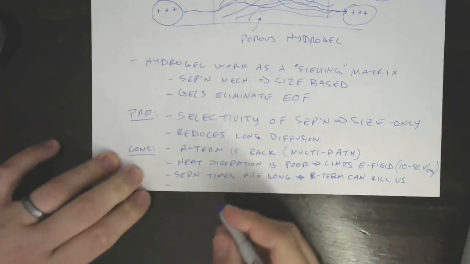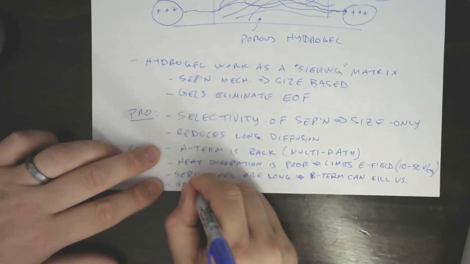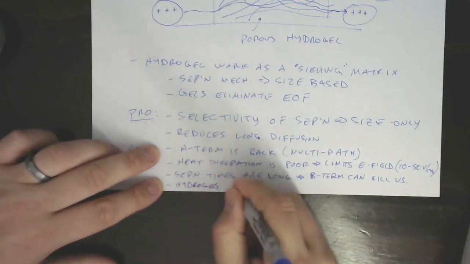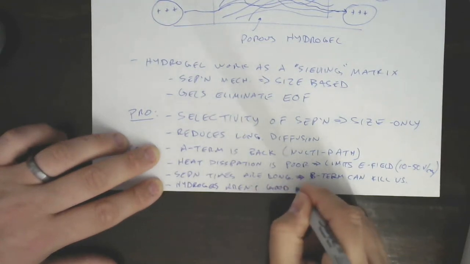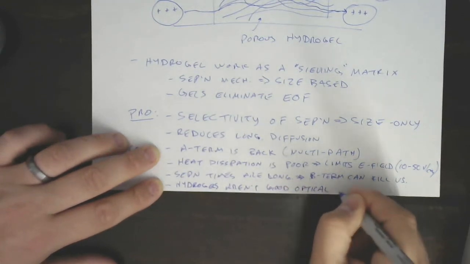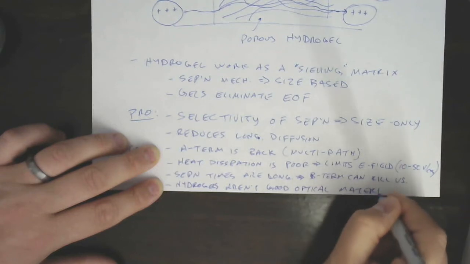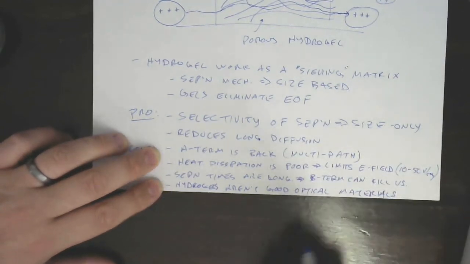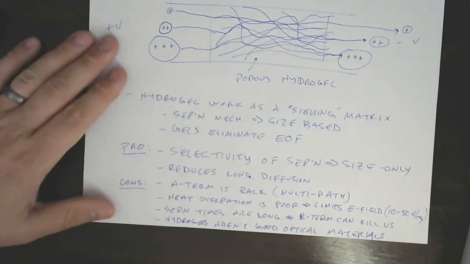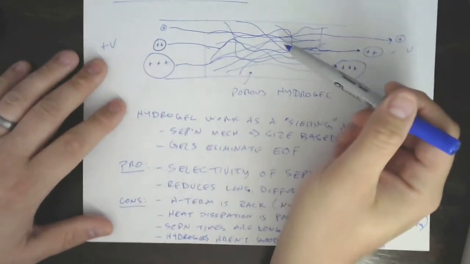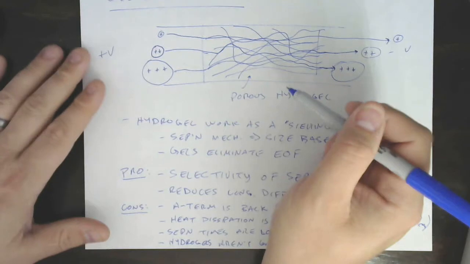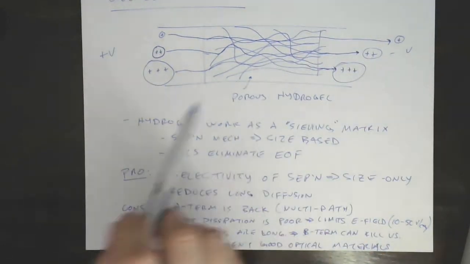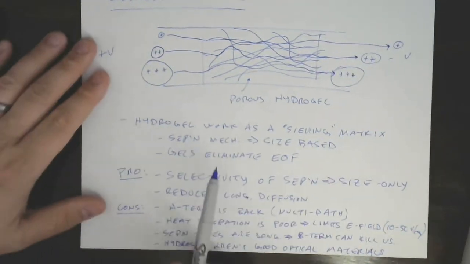These hydrogels aren't typically good optical materials, and that means that a lot of the online detection stuff we talked about in capillary electrophoresis, like shining a laser through this thing, become really hard to do. In fact, usually impossible.